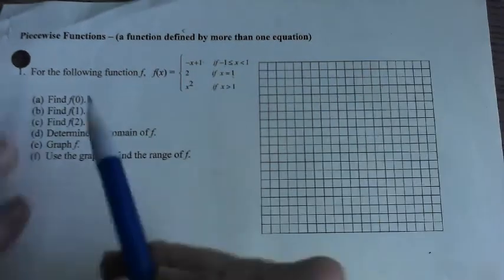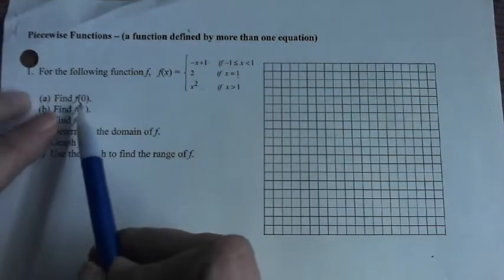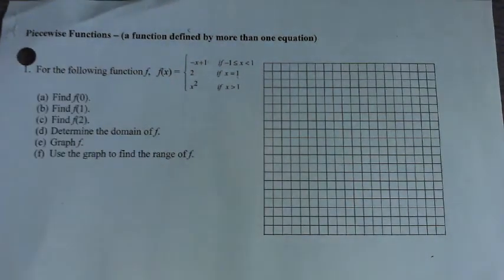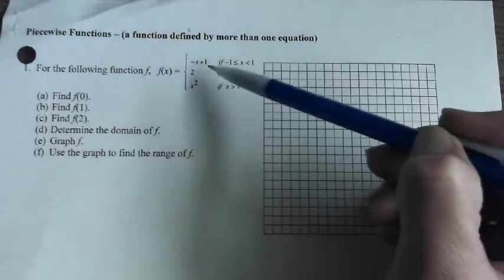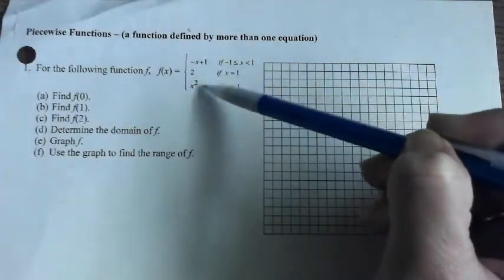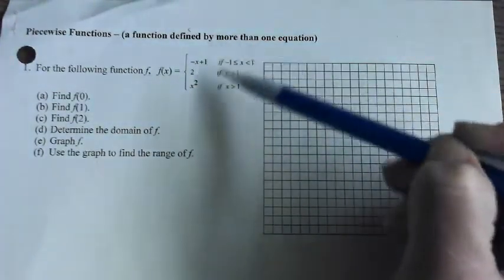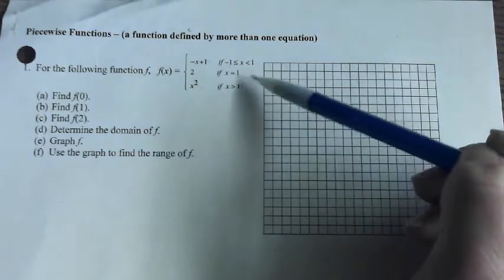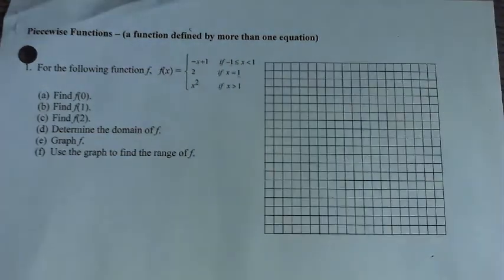Okay? So the easier part is evaluating. If they ask you to find f of 0, you're plugging 0 into which piece? You just have to look at which one of those intervals contains 0, the first, the second, or the third. The first. So that's the one that you plug 0 into. So -0 plus 1 is just 1.